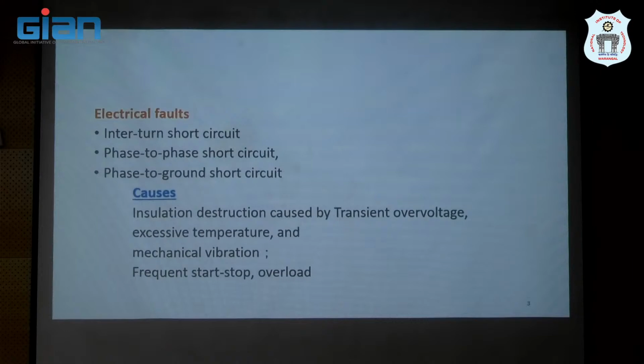When it comes to electrical faults, we have interturn short circuit, phase to phase short circuit, and phase to ground short circuit. It may be caused by insulation stress behavior, thereby failures due to transient over voltages and switching aspects, especially when we are going for PWM applications. Excessive temperature and hot spots may also cause interturn faults.